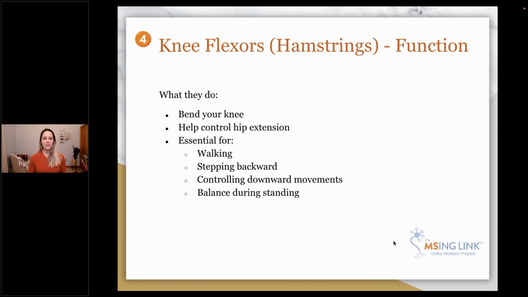So it helps with bending your knee. It can also help control hip extension. Our hamstrings are essential for walking, for any time that we need to bend our knee. So walking forward, walking backwards, controlling downward movements, climbing stairs, balance when we're standing, getting in and out of a car, in and out of our shower, our bed. Anytime we need to bend our knee, we need our hamstrings to work.